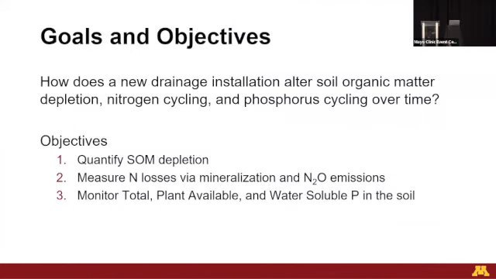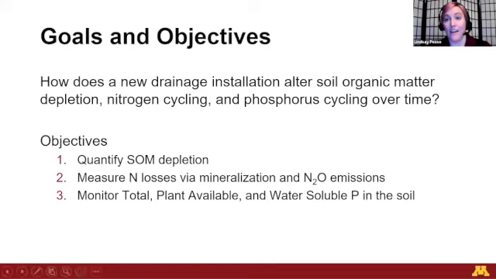The overall goals of this project are to look at how a new drainage installation alters soil organic matter depletion, nitrogen cycling, and phosphorus cycling over time. We started out with a 2-year period, but we're going to keep going with this even longer. We have objectives related to carbon, especially soil organic matter, nitrogen mineralization, and phosphorus. We're looking at all three nutrients and potentially how those interact.